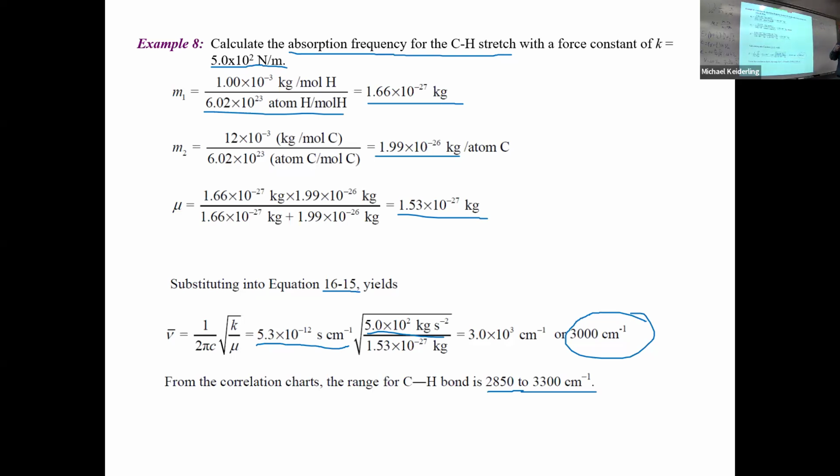Why is it the 6.02? That's Avogadro's number. It's the number of particles in a mole. Yeah, that's our conversion from grams to count.